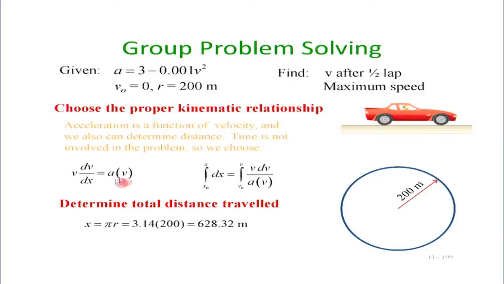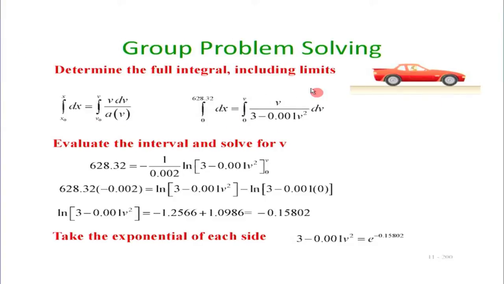Now note that acceleration is a function of velocity. So what do we want? We want a relation between velocity and distance. So we write dv by dt as v times dv by dx. Do this integral: integral of v dv over a, from x naught to x, and v naught, the beginning velocity, to the final velocity. What we want to find is the velocity when x becomes 628.32. This integral can be evaluated using a simple method. From the standard integral it will look like a log of 3 minus 0.01 v squared. Why? Because substitute v squared equal to x.